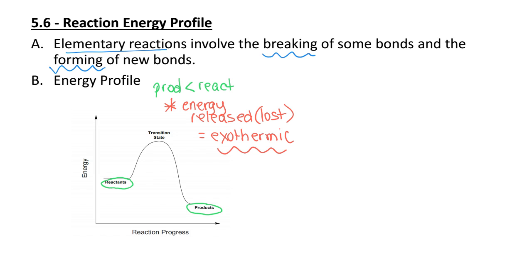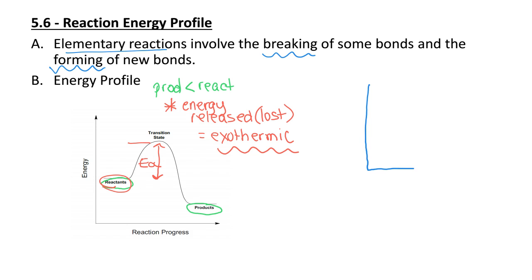Okay, also notice that there is this little peak right here. That little distance from the amount of energy that the reactants have to the amount of energy the transition state needs is how much energy it needs in order for the reaction to begin. So this represents my activation energy. This is my exothermic graph.